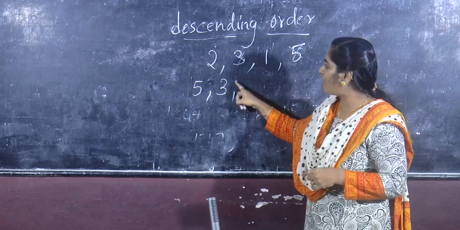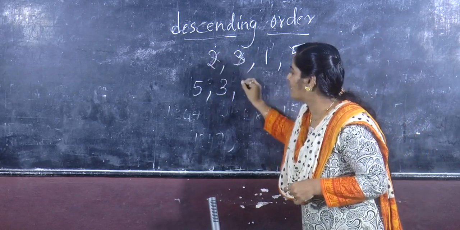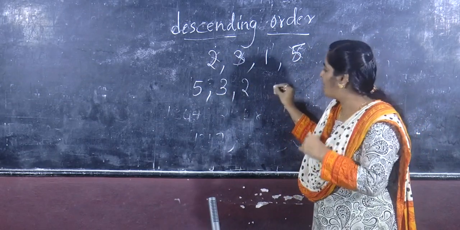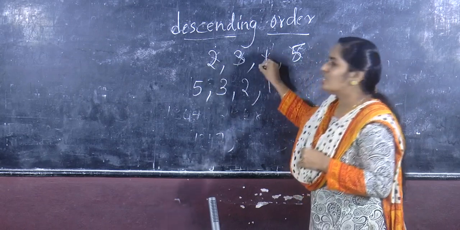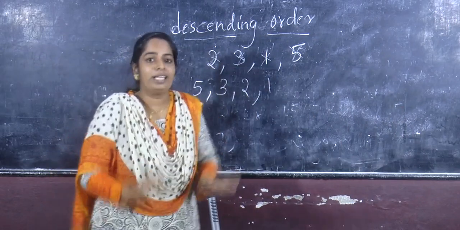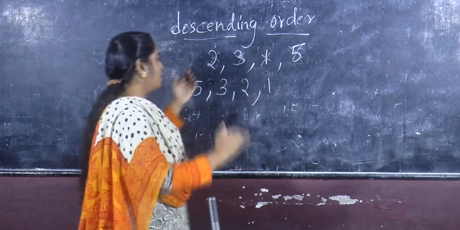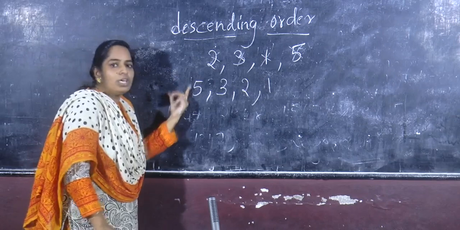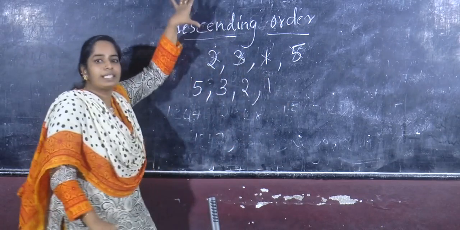Then next is what? Next is 2, isn't it? Children, you understand? 2. Then next is 1. So this is known as descending order. Descending means decreasing, that is from the biggest to smallest. This is known as descending order.